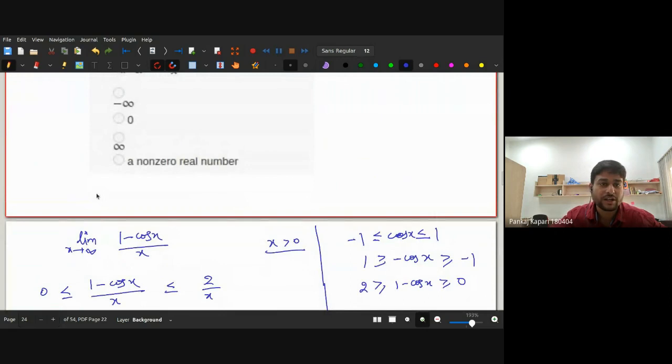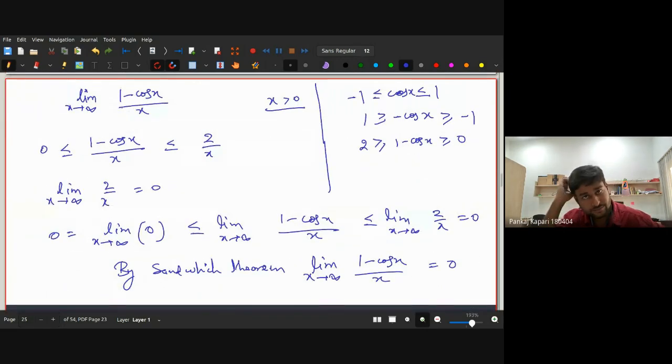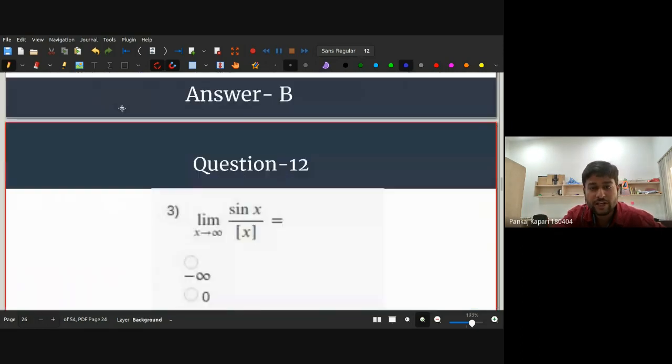The second option is correct here. Let's move to the next problem if there are no questions.